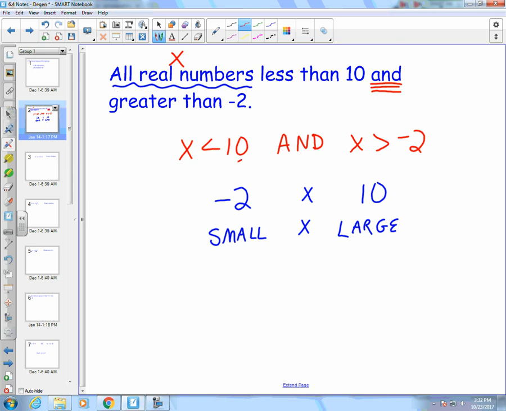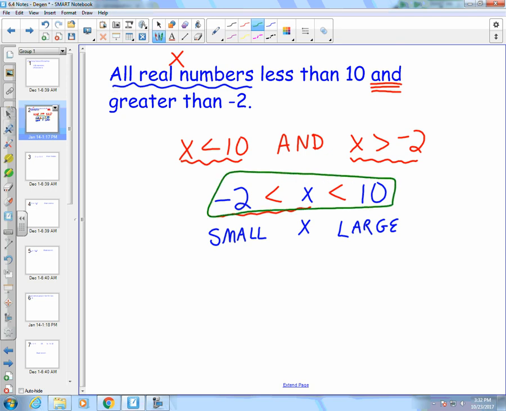You have x is less than 10 here. That means I need a less than symbol over here. They're going in the same direction. Our x is greater than -2, but things are flipped here. So that means we also have to flip our inequality symbol. So we have -2 is less than x is less than 10. And this inequality, which is a compound inequality, is our final answer. We say -2 is less than x is less than 10. It has to be true for both inequalities. X will fall between those two numbers.